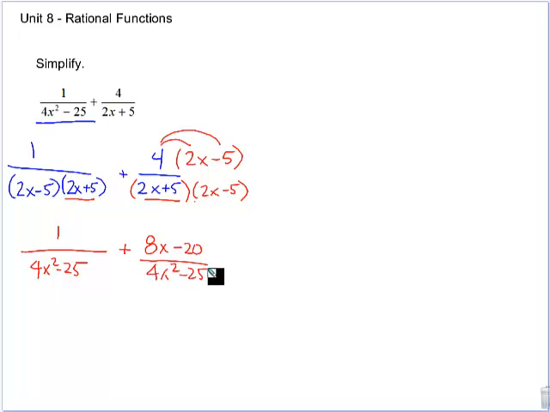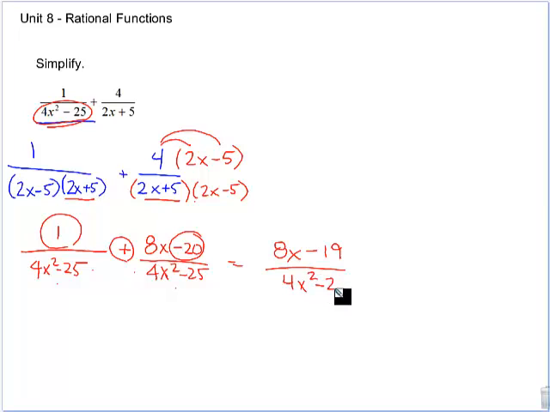squared minus 25. We want our denominator to be in the simplest form possible. That's why we FOILed out, or we simplified the 2x minus 5 times 2x plus 5 and returned it back to its 4x squared minus 25 form. Now that we have the same denominator, we can simply combine like terms. So in the numerator, we have an 8x, and then we have 1 plus a negative 20. 1 plus negative 20 is minus 19 over 4x squared minus 25.